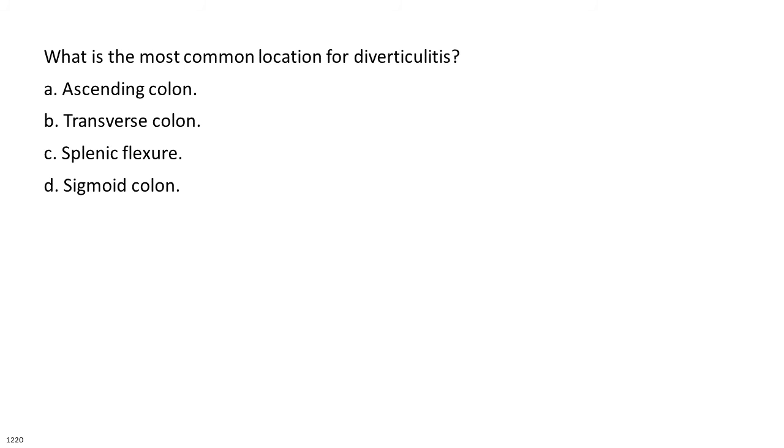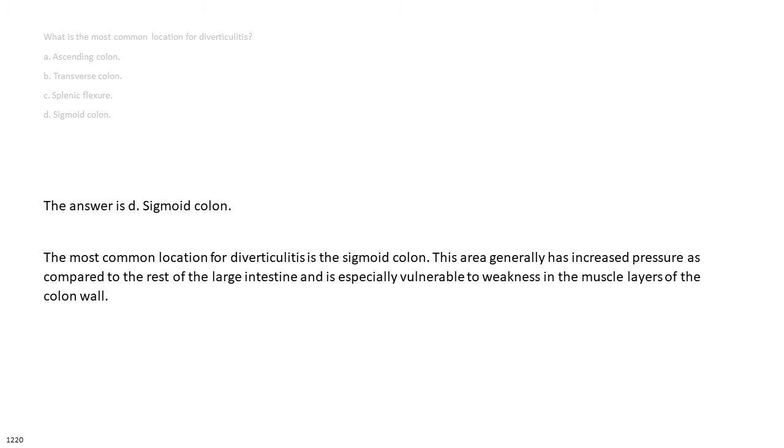What is the most common location for diverticulitis? A. Ascending colon. B. Transverse colon. C. Splenic flexure. D. Sigmoid colon. The answer is D. Sigmoid colon. The most common location for diverticulitis is the sigmoid colon. This area generally has increased pressure as compared to the rest of the large intestine and is especially vulnerable to weakness in the muscle layers of the colon wall.